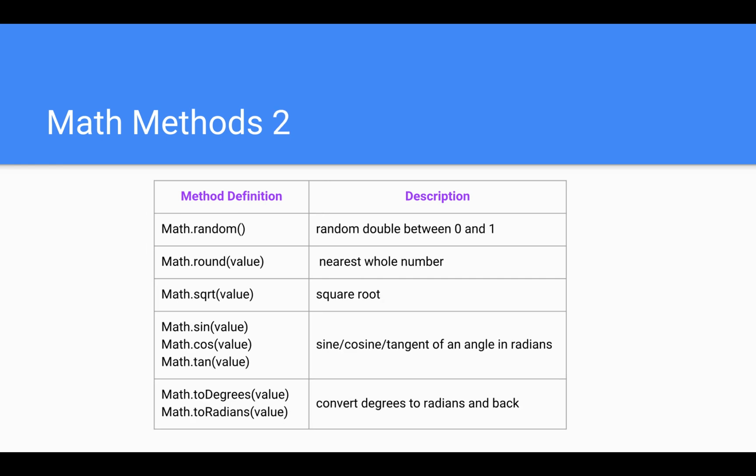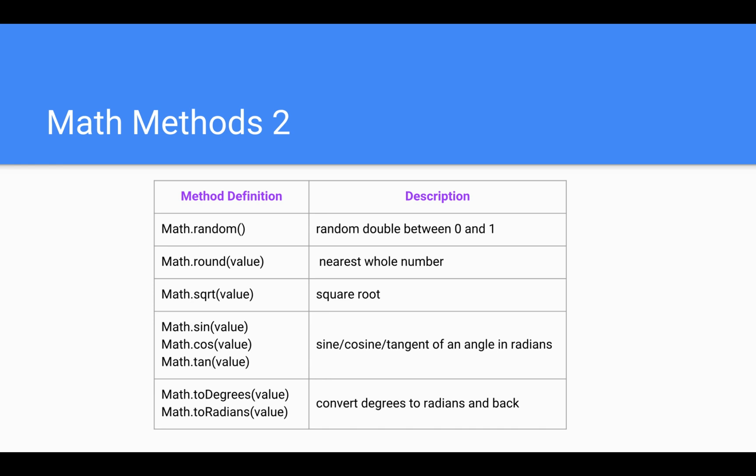Here are some more math methods. Math.random will give you a random double between 0 and 1, and this will be like 0.1 forever repeating between 0.9 forever repeating, right? It's a very big range. Math.round(value) will give you the nearest whole number.